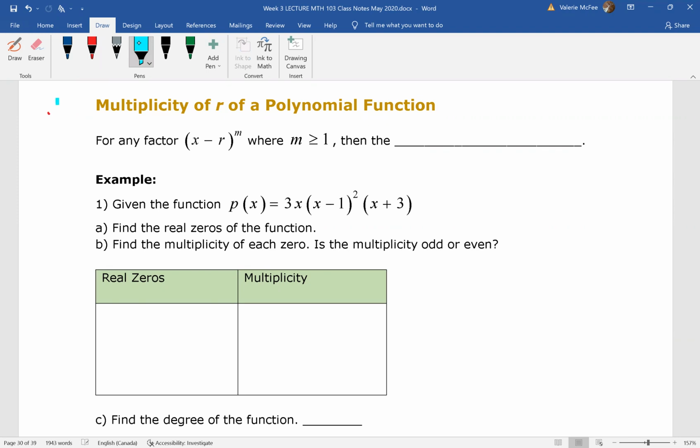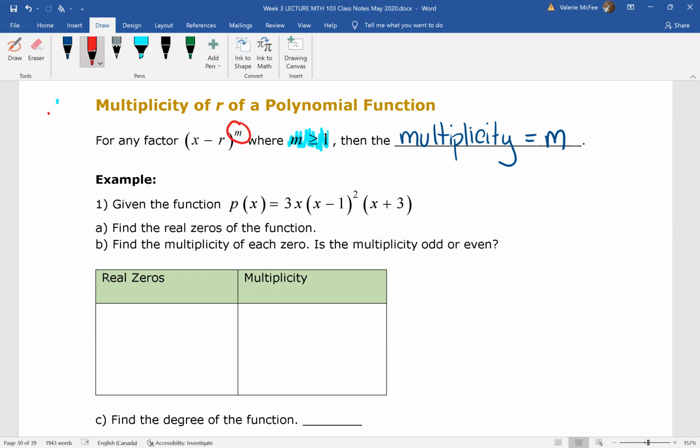This is an important definition. For any factor, x minus r to the power of m, where m is greater than or equal to 1, then the multiplicity equals m. So whenever I ask you, what is the multiplicity? I'm asking you for m, the power on the factor.